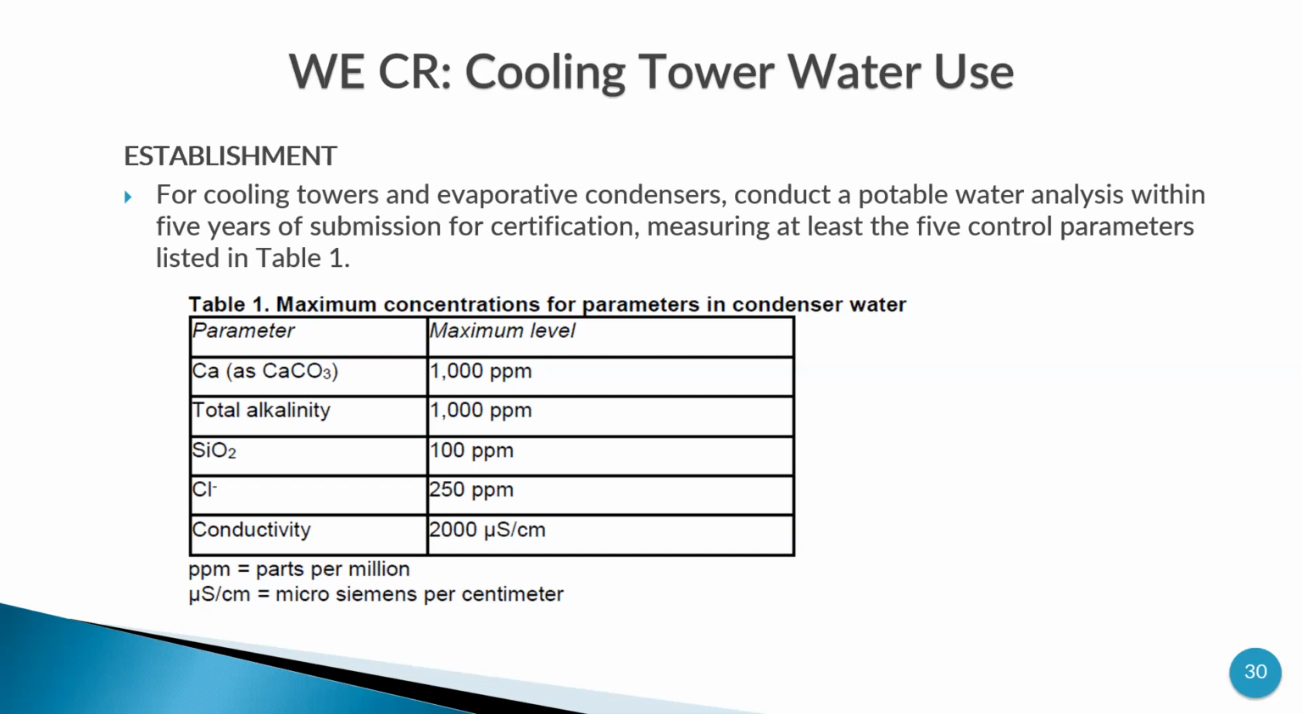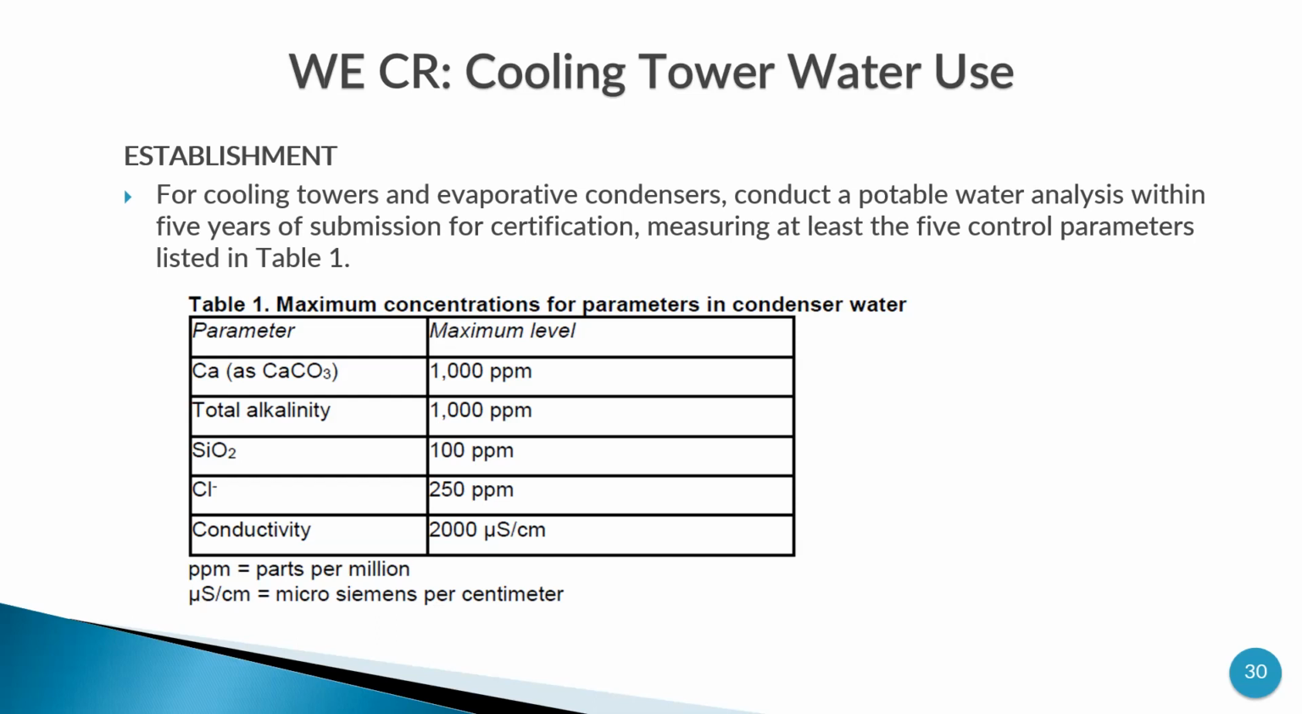For cooling towers and evaporative condensers, conduct a potable water analysis within 5 years of submission for certification, measuring at least 5 control parameters. What are the 5 control parameters? Calcium, that is calcium carbonate, CaCO3, total alkalinity. Again, this is 1000 ppm. Silicon dioxide, SiO2 or sand, that is 100 ppm. Chlorine, Cl, 250 ppm. Conductivity, 2000 micro Siemens per centimeter, µS per centimeter.